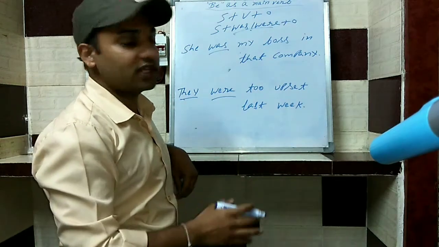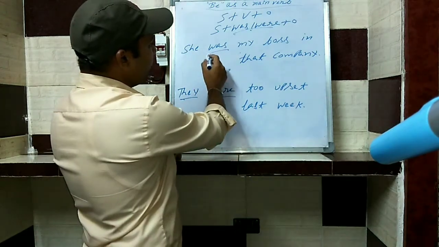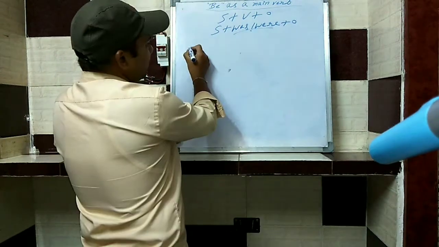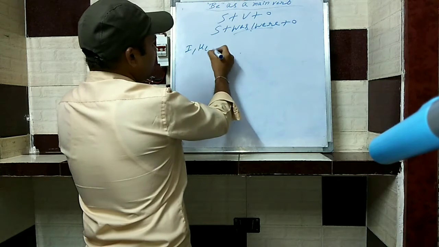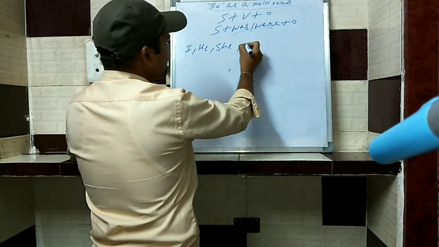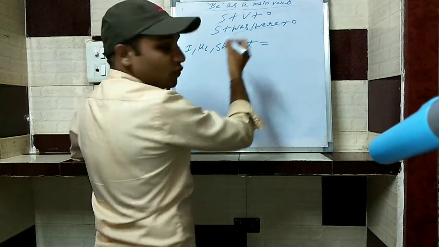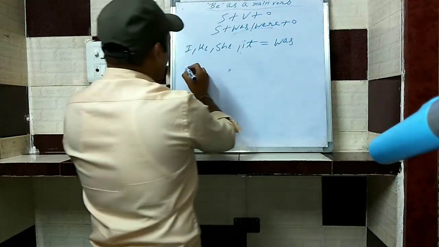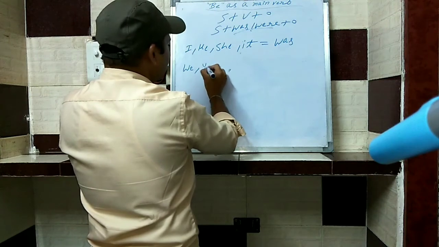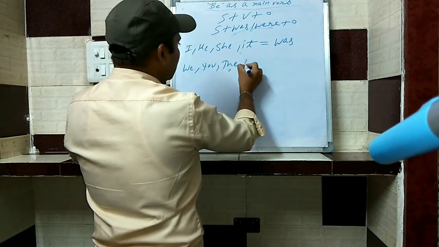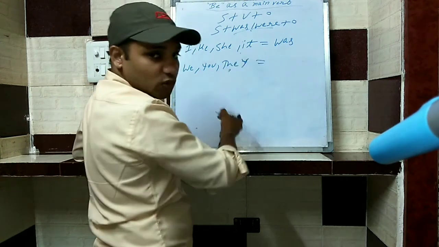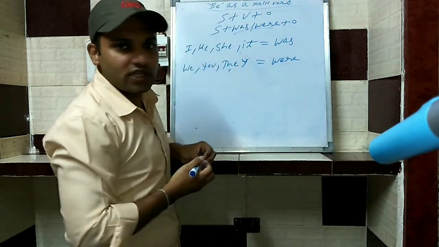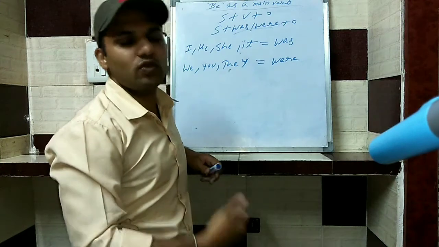In such way we make the sentences, and you have to keep in mind we use was with the singulars. For example, I, he, she, it. With these singular subjects we use was. We, you, they. With these plural subjects we use were. So you have to keep in mind, with singulars we use was and with plurals we use were.